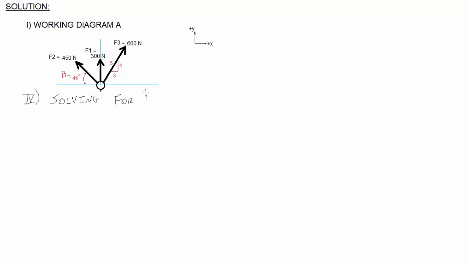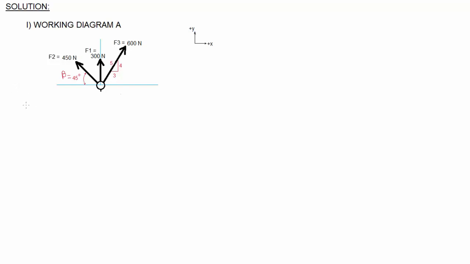Solving for F1y. Now, of course, you can probably see that F1x is 0. You can probably also see that F1y equals 300 newtons because it's along the y-axis, but there is a specific way that you have to state that. You have to state that F1y equals F1, and that statement there is required. So then the next step would just be to say that F1 equals a positive 300 newtons. Underline it 3 times and you're done.